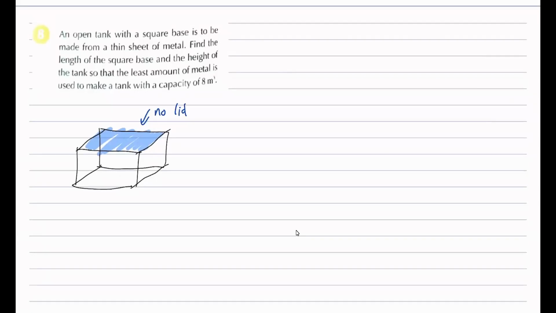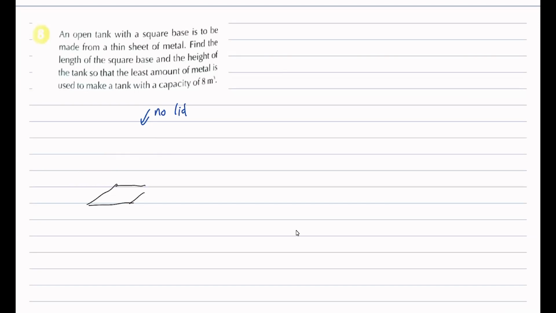I drew wrongly already. It's a square base. Let me redraw, if not, it's confusing. Okay, roughly a square like this. Close enough. No lid. It's a square base, and the height of the tank, so that the least amount of metal is used to make a tank with a capacity of 8 cubic meters.